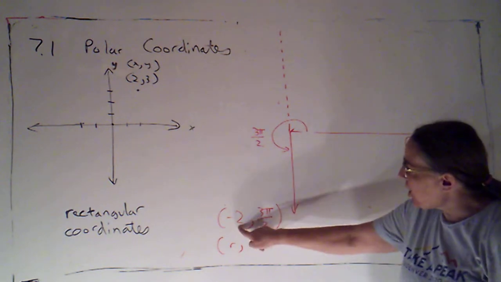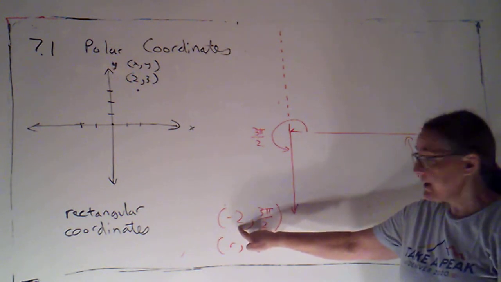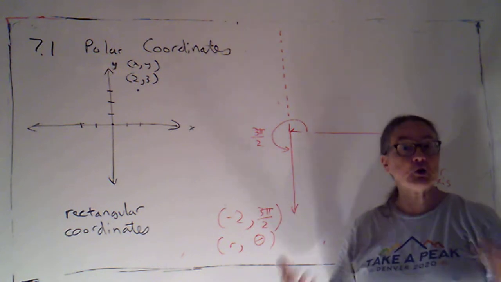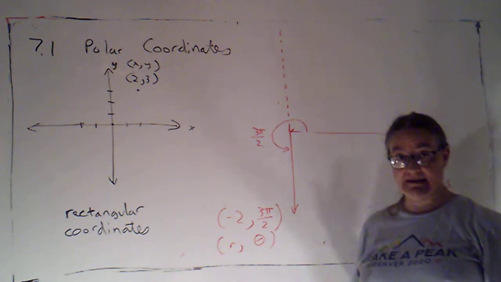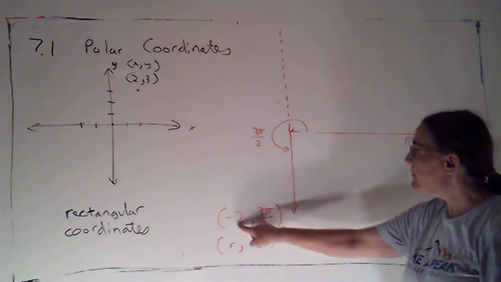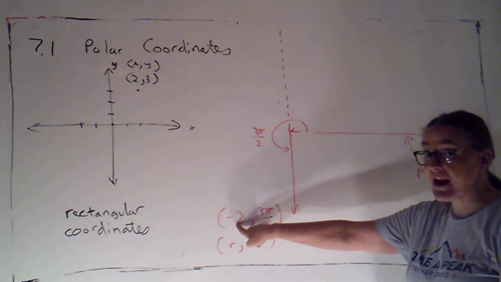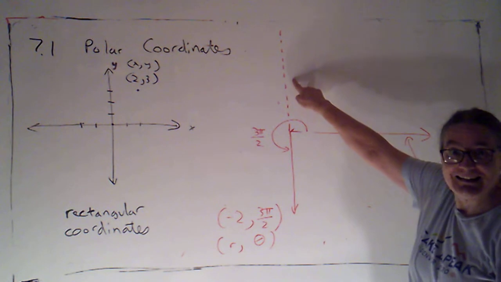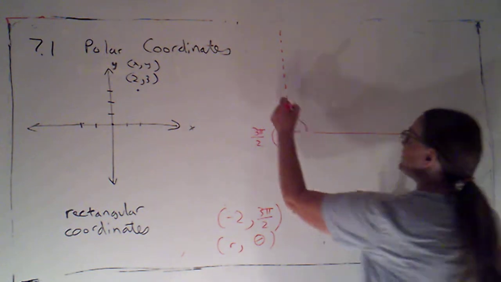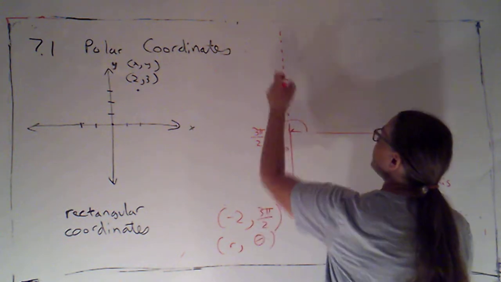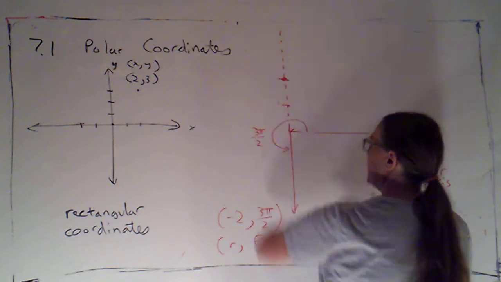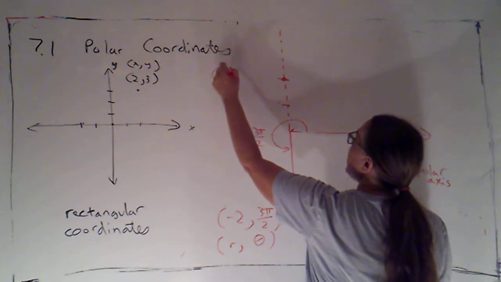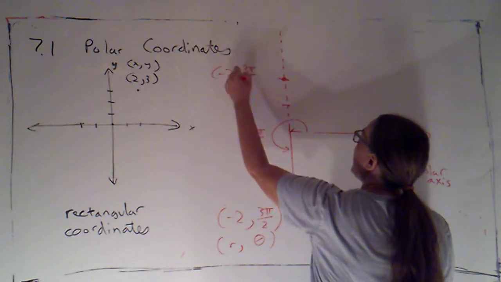So when my R value is -2, the absolute value of that is 2. That's going to be the distance that we're going to go, but we're going to go in the negative direction. So not following the ray, but following the extension of the ray in the opposite direction. We would come up to like so, and we would be at the point now, -2, 3 pi over 2.